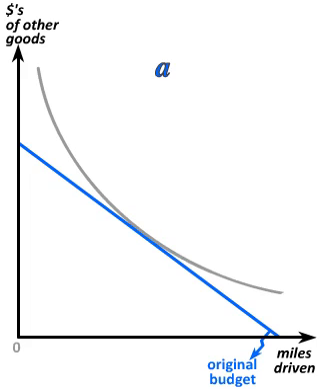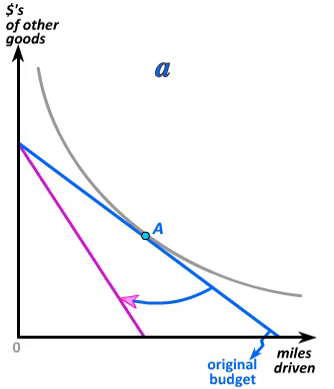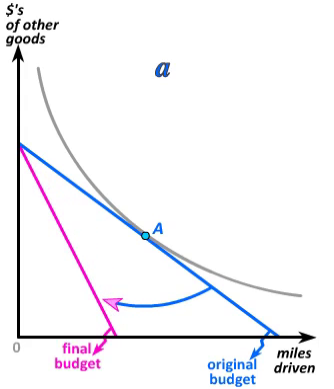Next, we illustrate our original optimal bundle by showing the indifference curve that is tangent to the original budget constraint and labeling the tangency as point A. An increase in the price of gasoline then rotates our budget constraint inward, forming the magenta final budget constraint after the price increase has gone into effect.